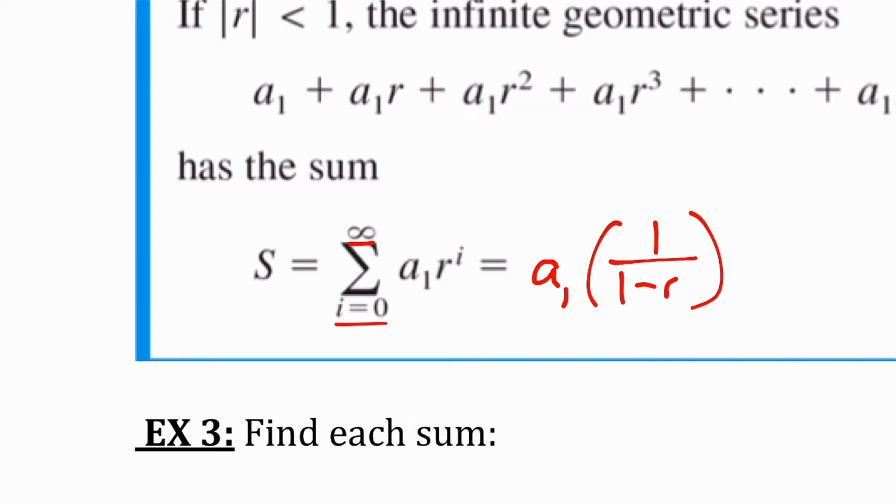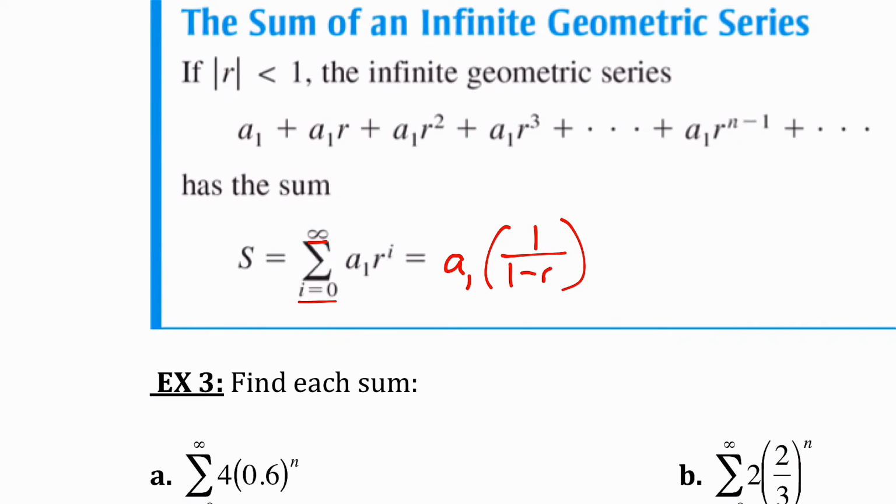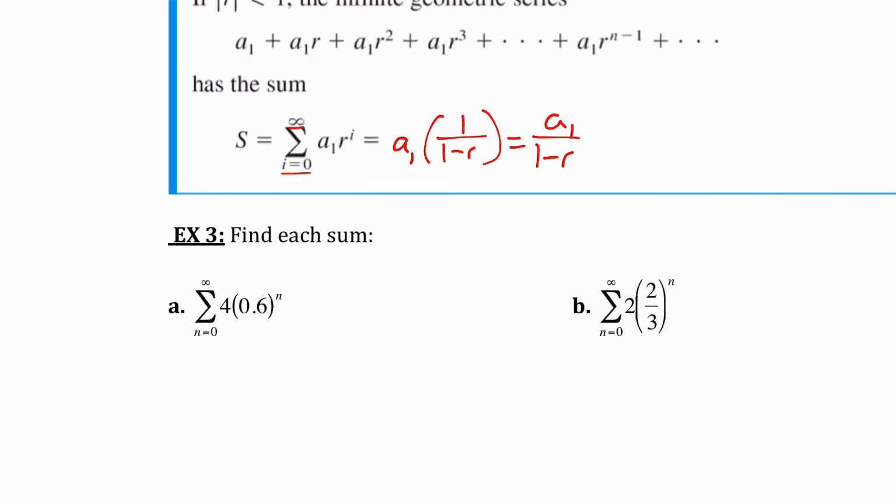Remember, we said as n gets bigger and bigger and bigger, r to the n gets smaller and smaller and smaller, gets closer to 0. Another version of this formula that you'll often see is a sub 1 over 1 minus r. That's the one I'm more familiar with. That's the one I've used more often. So we've got a couple examples down here.